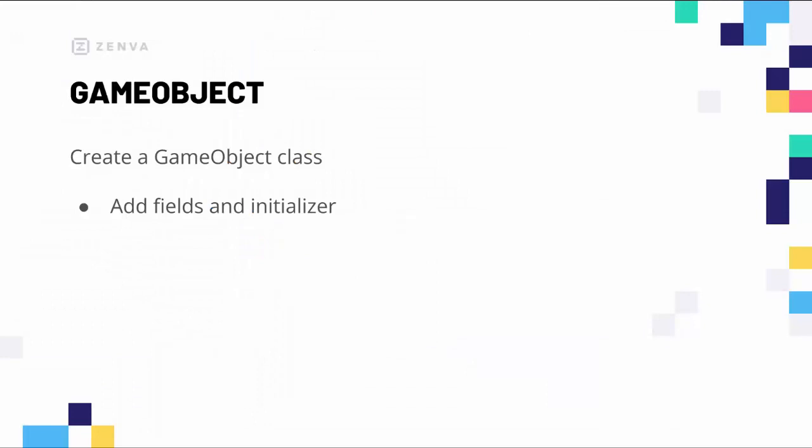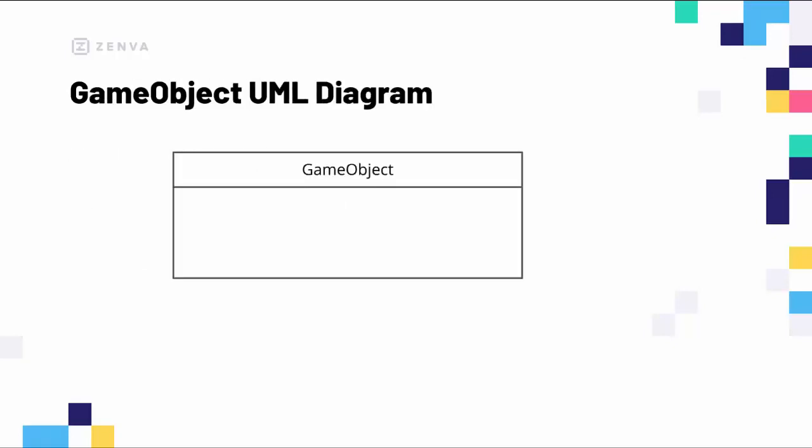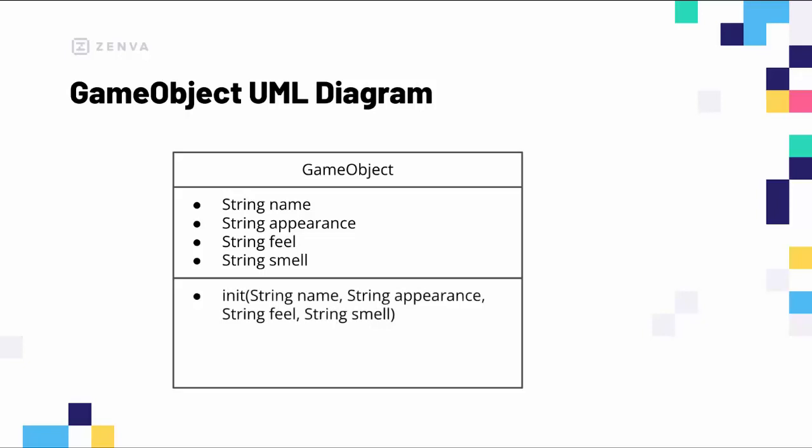Hello everyone, and welcome to part 2 of our game object implementation tutorial. In part 1, we created our game object class and we added some fields and an initializer. Now we're going to finalize our implementation by adding some methods to that same game object class. This will allow us to add some functionality to this class so that each game object can do more than just contain properties. So from the previous section, we had these 4 fields, name, appearance, feel, and smell, and we used our initializer to set them up.